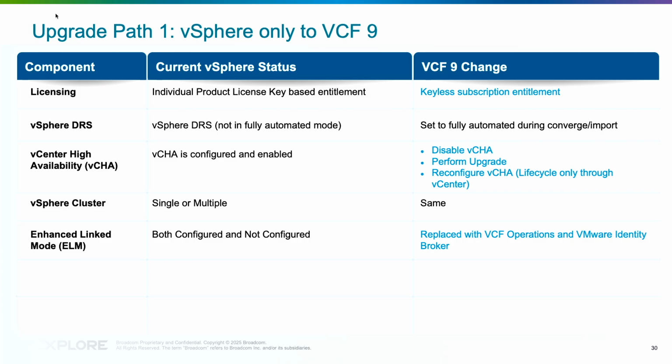So enhanced link mode, if you have it configured in your source vSphere environment, you have to disable it and move to vSphere 9. Enhanced link mode is deprecated in vSphere 9, but deprecation doesn't mean it's gone away. Deprecation just means it's our intent to replace it with something else, and the something else exists in VCF 9. So we have a lot of equivalent capability in VCF 9.